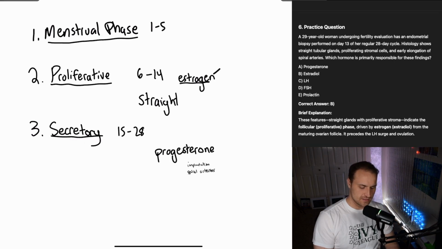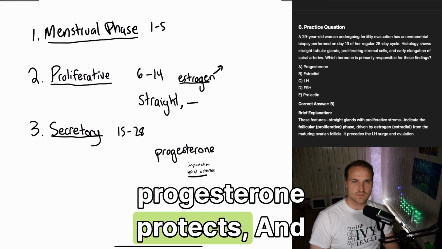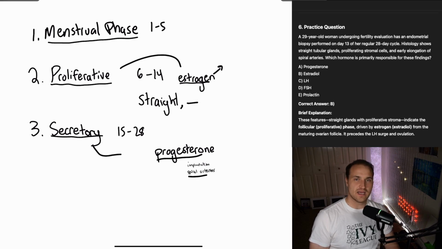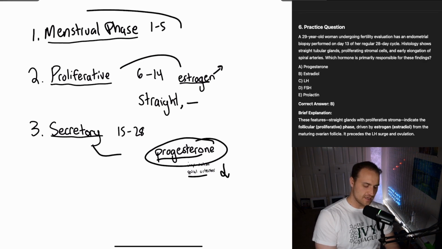So estrogen is really just establishing things. You get the straight glands, you get the mitosis. Then the secretory phase maintains it, protects it. Estrogen establishes, progesterone protects, and the proliferative phase is really going to be estrogen, which is like the builder. And menstruation is a withdrawal bleed from the drop of progesterone. It can't stay there forever, so it drops and you have your menstrual bleed.